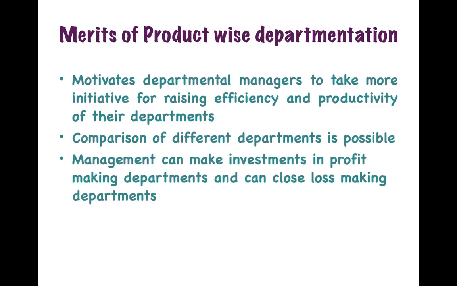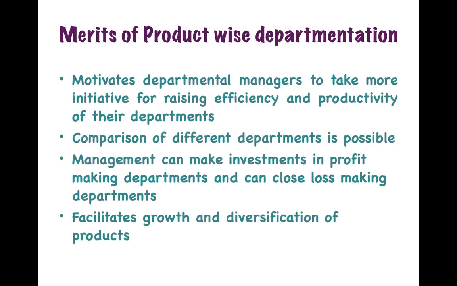Management can also make investment in profit-making departments and can close loss-making departments. For example, if Tata is manufacturing buses and if that particular department is performing well in comparison to the Jeep department, then they can close the Jeep department and add more resources to the buses department. So they can make more investments. That is a merit. And it also facilitates growth and diversification of different products because here the focus is on product. But it also has demerits.